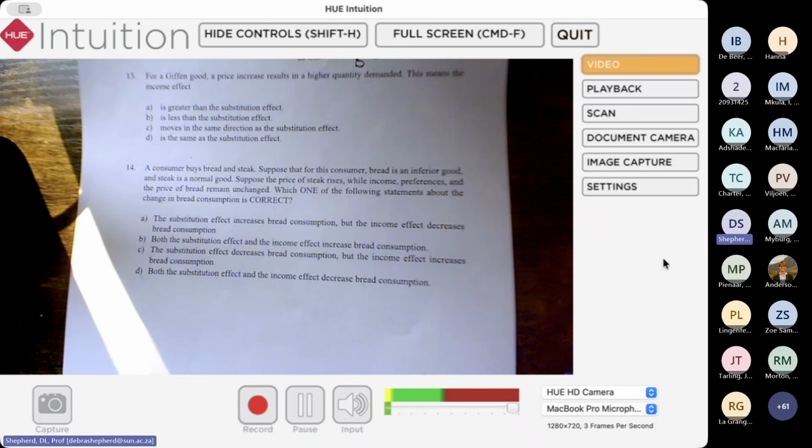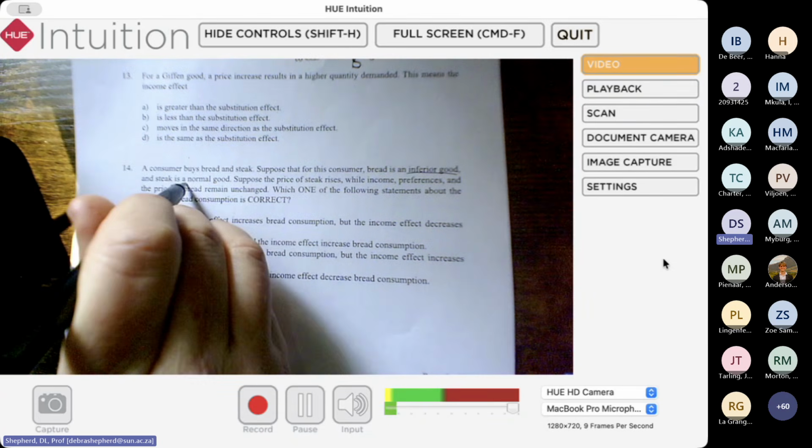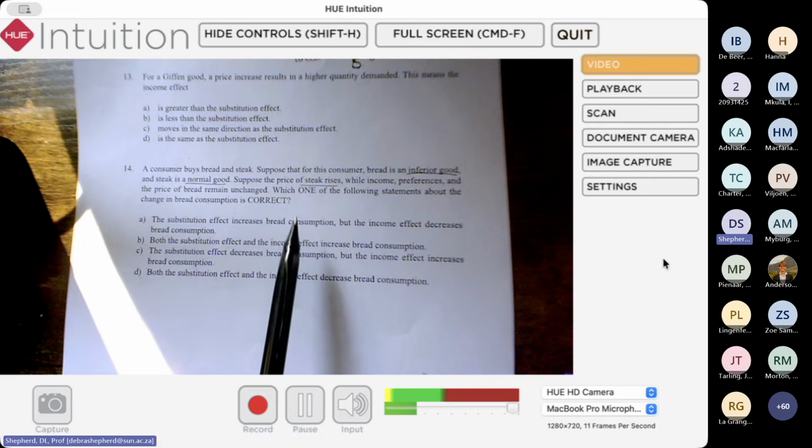So the question says a consumer buys bread and steak. Suppose that for this consumer, bread is an inferior good. That's important information. And steak is a normal good, important information. Suppose the price of steak rises, important information, while income, preferences and the price of bread remain unchanged. So the only thing changing is that the price of steak is going up. Which one of the following statements about the change in bread consumption, bread consumption specifically, is correct?